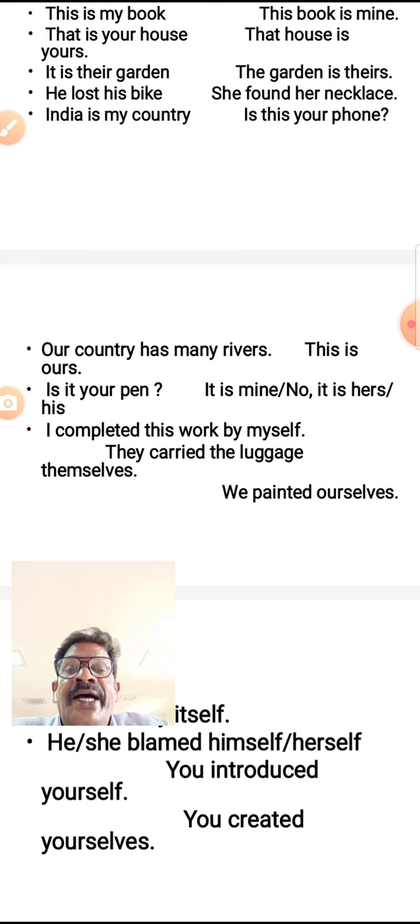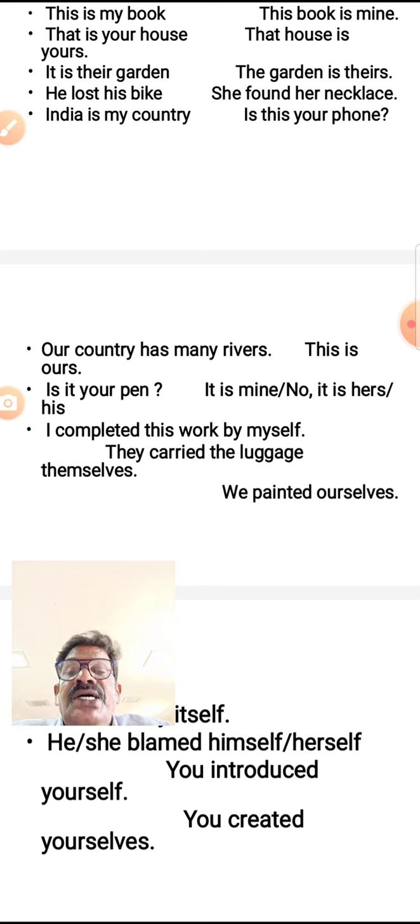Our country has many rivers. Here it is being used as plural. And now come to the possessive one. This is ours.